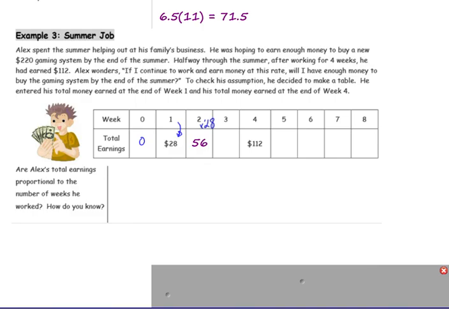I'd like you to complete the rest of the table. Remember to multiply the number of weeks times $28 per week to find the amount of money earned. Again, 3 weeks times $28 each gives you your total. So pause the video and fill in the rest of the chart.